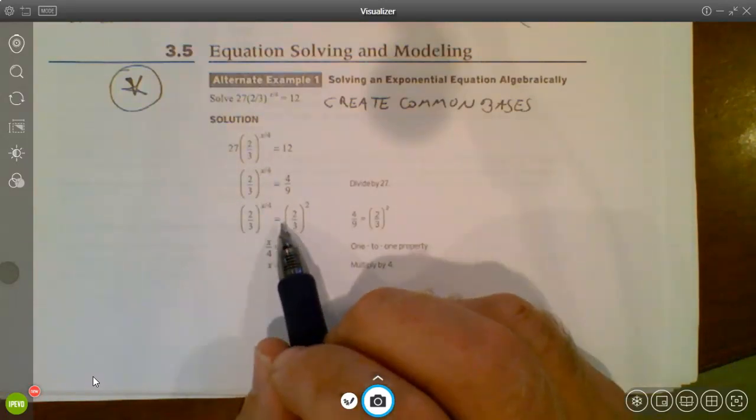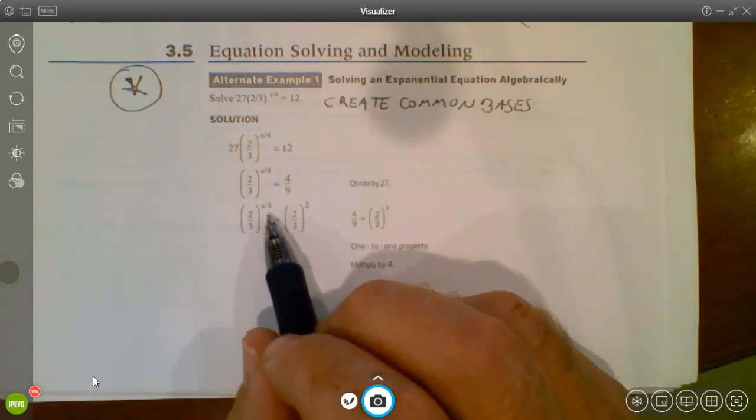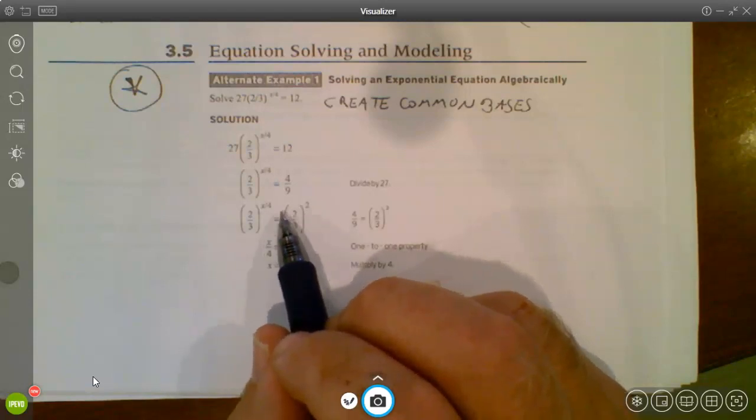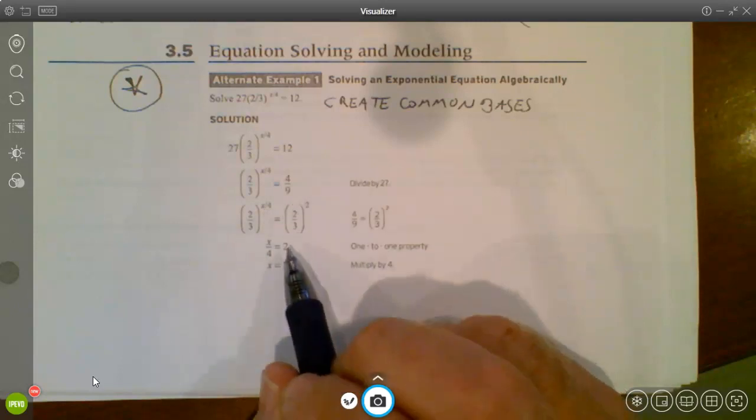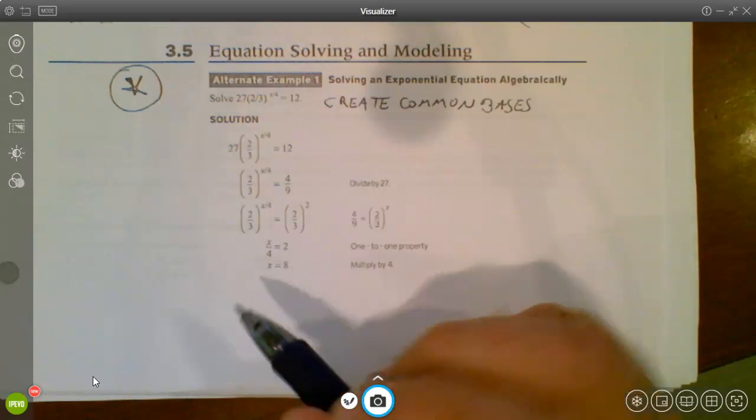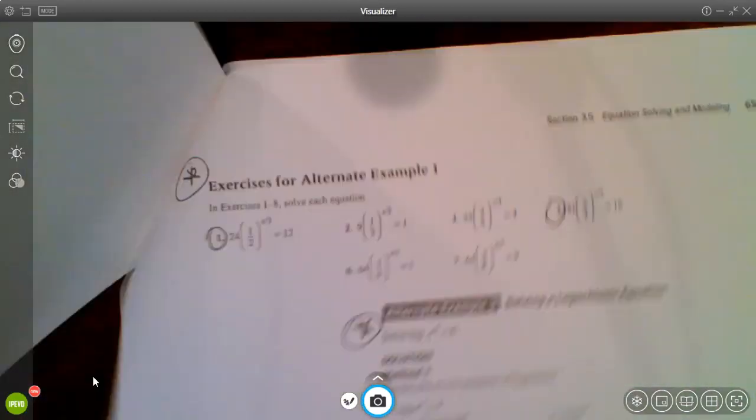Well, this is an equation, so if the bases are equal, that must mean that the exponents are equal. So we're saying x over 4 is equal to 2, since the bases are equal, and then that gives us that simple little equation to solve, and we solve for x. So let's take a look at that on 2 of these.